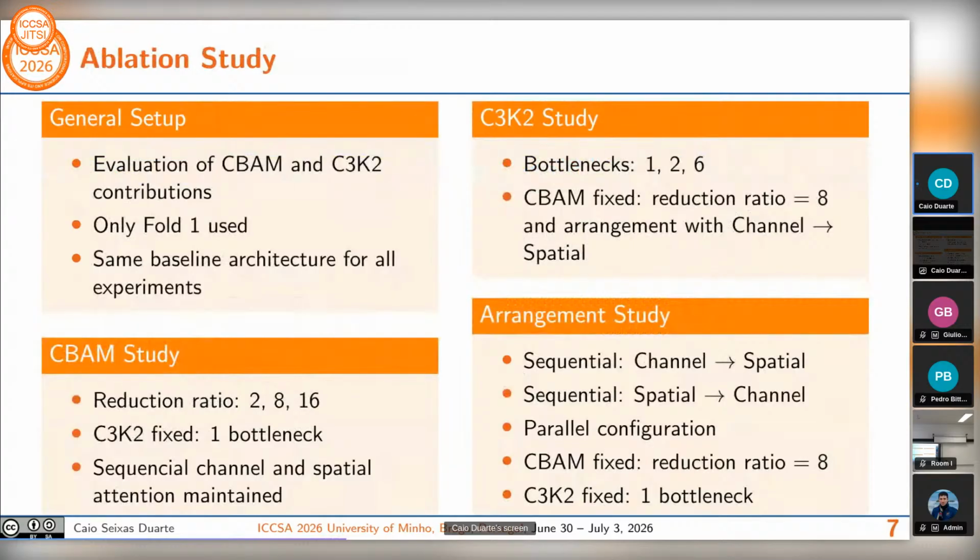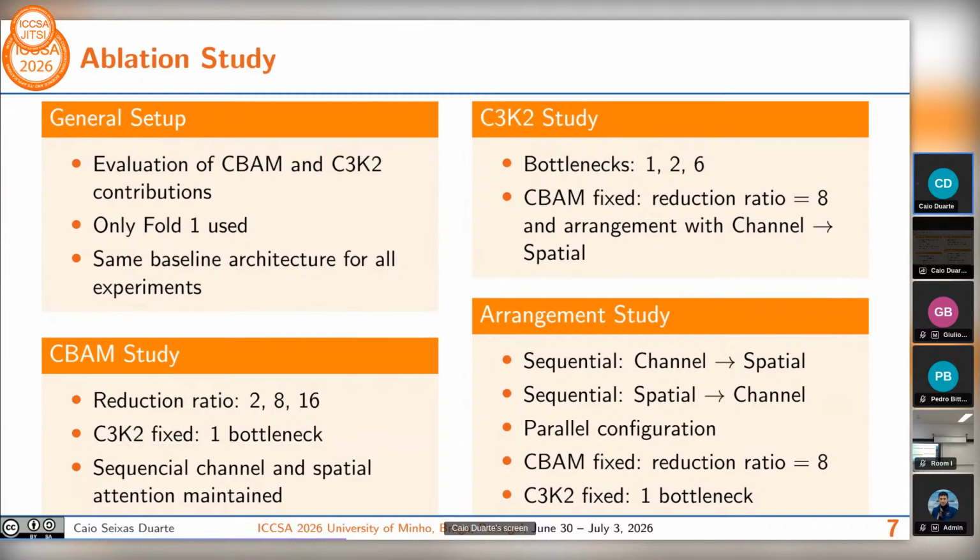So after defining the proposed architecture, we conducted an ablation study to analyze the contribution of each inserted component separately. Our experiments used the same baseline architecture and were conducted on the first fold of the cross-validation. First, we evaluated different values of the CBAM reduction rate parameter, using the values 2, 8, and 16.